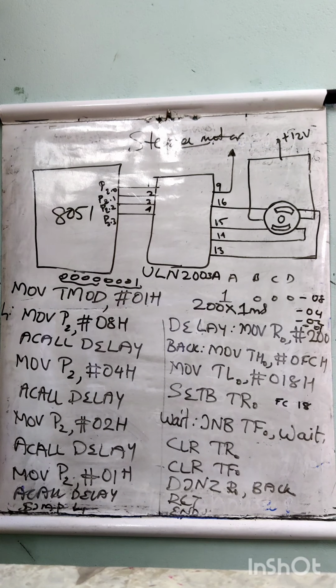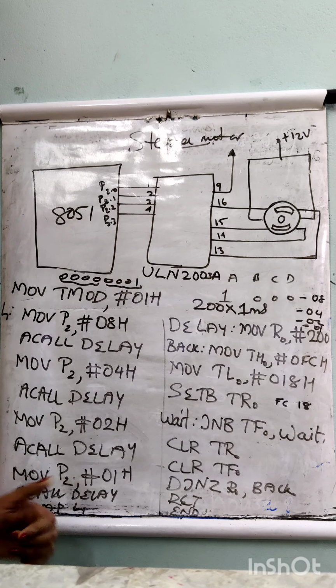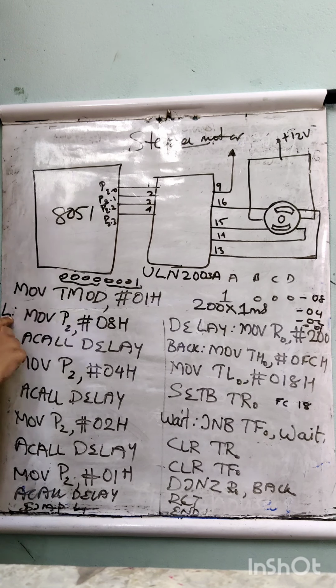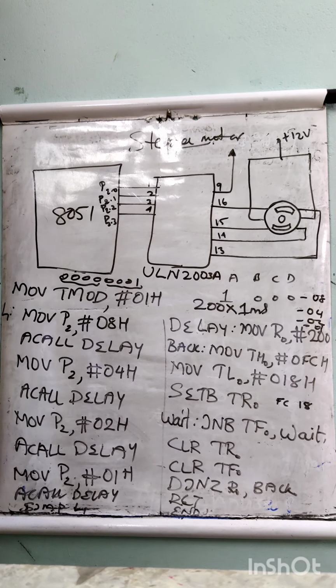So now let's see. First step is moving that 08 to P2 and then calling a delay. Again moving the next value to P2 and then calling delay. Moving the next value to P2 and calling delay. Again the last value to P2 and call the delay. At the end, SJMP back to L1. So we repeat this process, so the motor will keep on rotating.